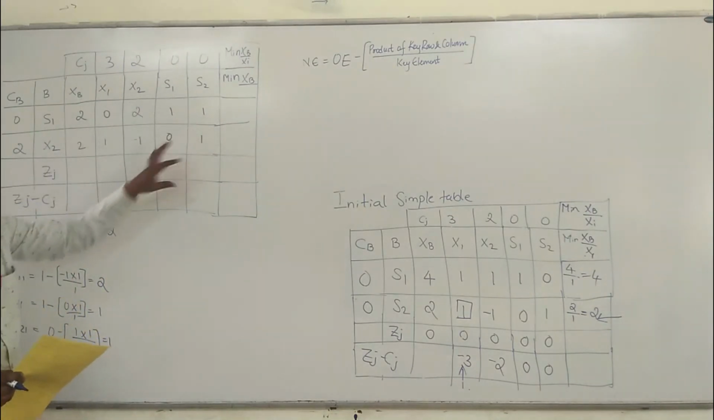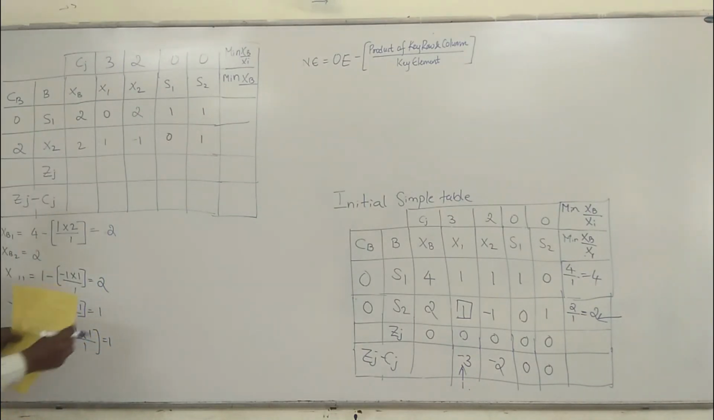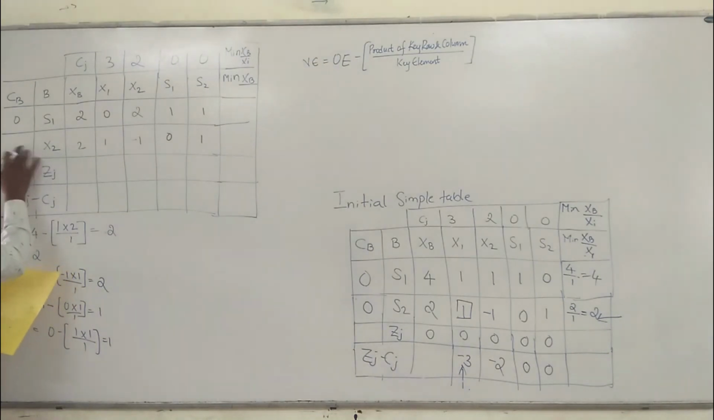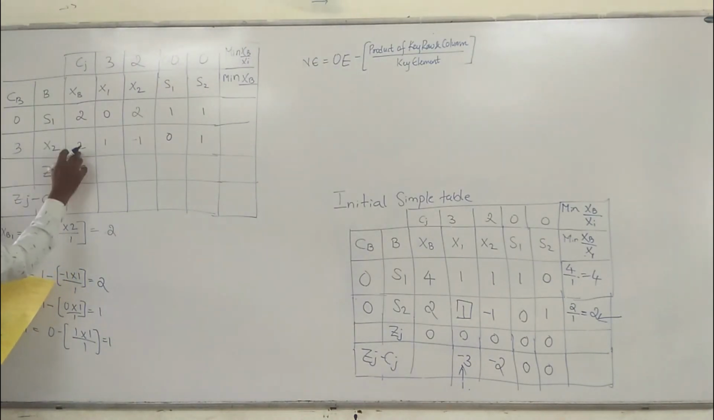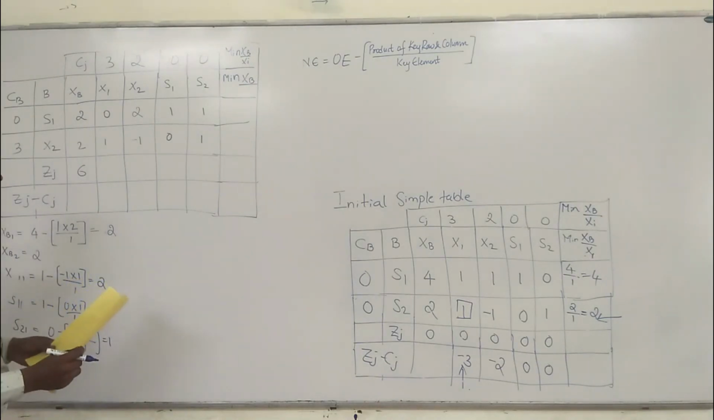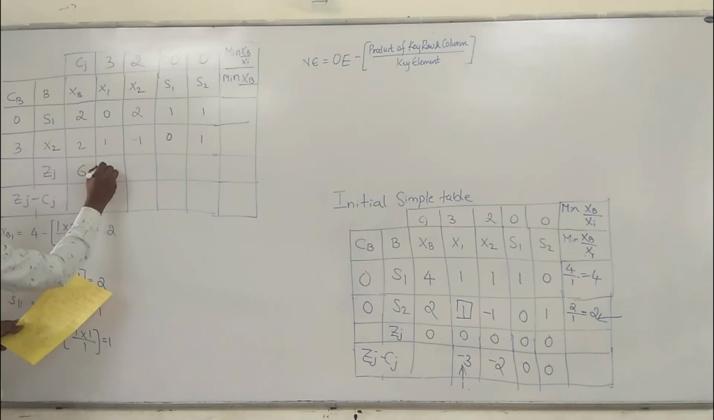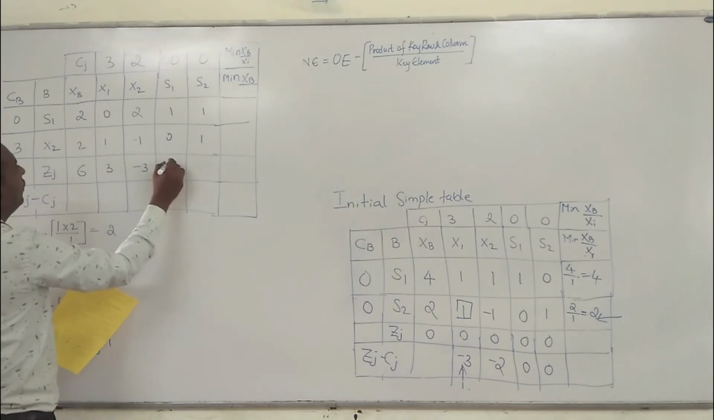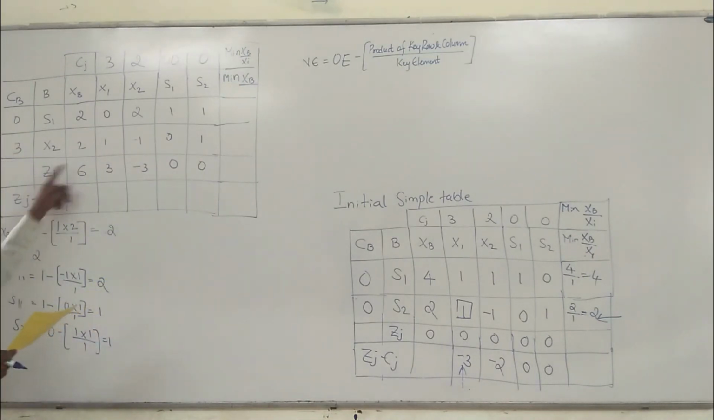So once we got all the values, again calculate the ZJ value. So how to calculate the ZJ value? 2 into 2, 4, plus 0 into 2. That is 4. Fine. 2 2s are 4. I think this is not 2, this is 3. I'm sorry. So 3 2s are 6 plus 0 into 2 is 0 only. Whereas 3 1s are 3. Fine. So minus 3, then 0, then 0. ZJ. Next ZJ minus CJ.